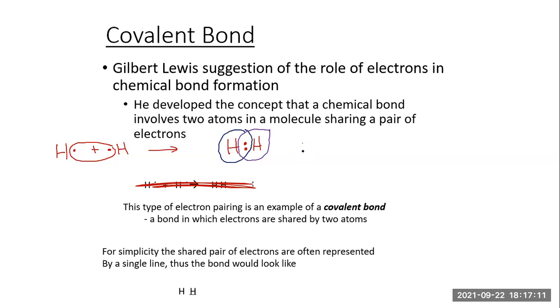You could also represent this sharing of electrons by a line. The line represents two dots, or a pair of electrons. This is what is referred to as a covalent bond. And in this particular case, because they are both hydrogen, we would expect those electrons to be shared equally. This is an equal sharing that's going to be happening here.